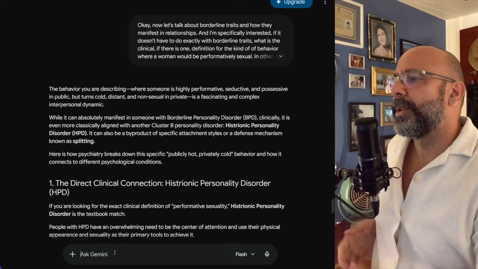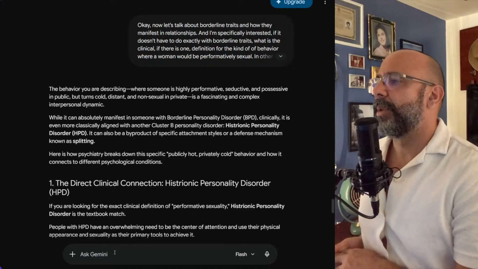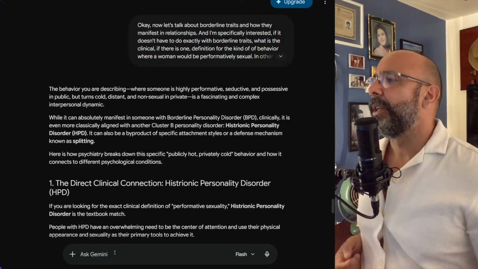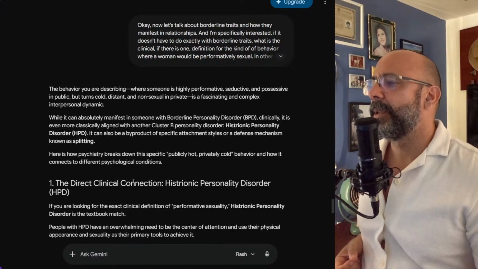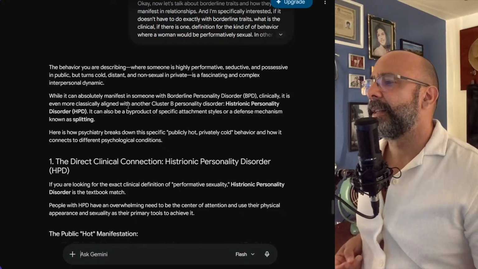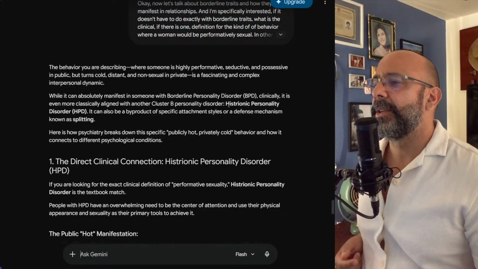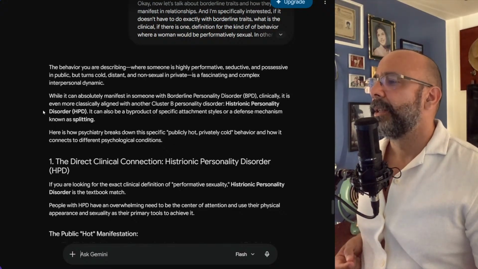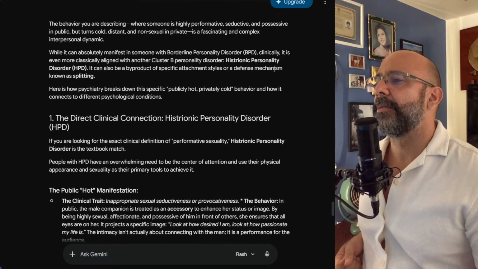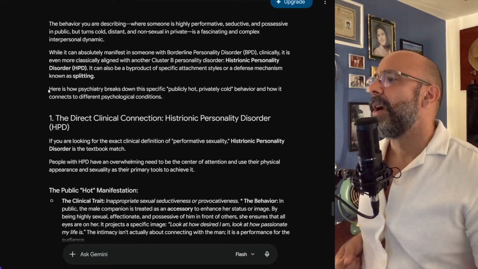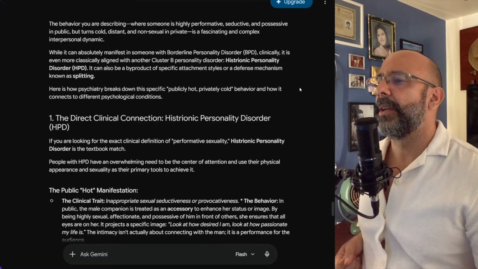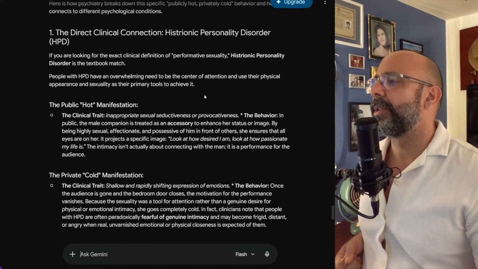The behavior you're describing, where someone is highly performative, seductive, and possessive in public but turns cold, distant, and non-sexual in private, is a fascinating and complex interpersonal dynamic. While it can absolutely manifest in someone with borderline personality disorder, it is clinically more classically aligned with another cluster B personality disorder, histrionic personality disorder. It can also be a byproduct of specific attachment styles or a defense mechanism known as splitting. Here is how psychiatry breaks down the specific publicly hot, privately cold behavior and how it connects to different psychological conditions.